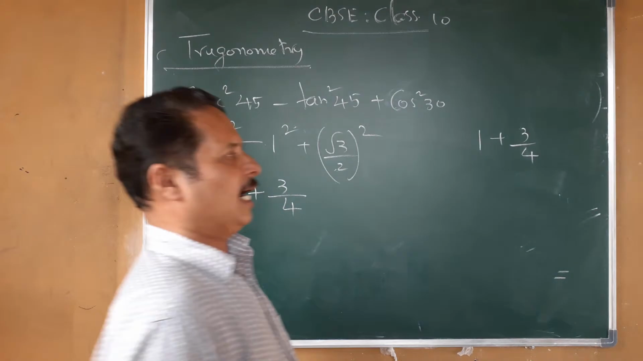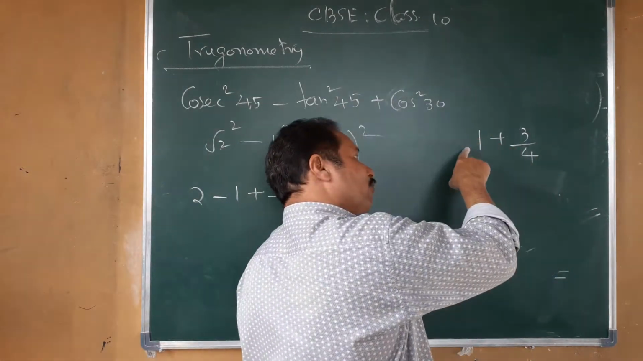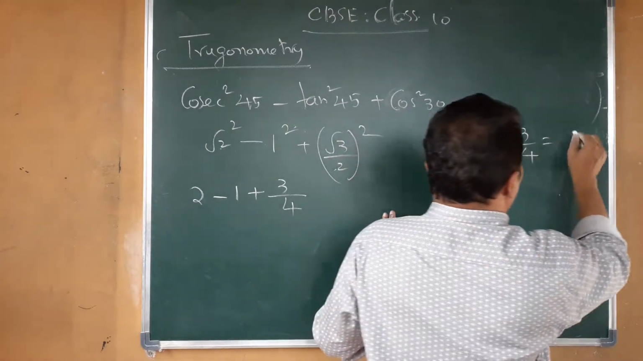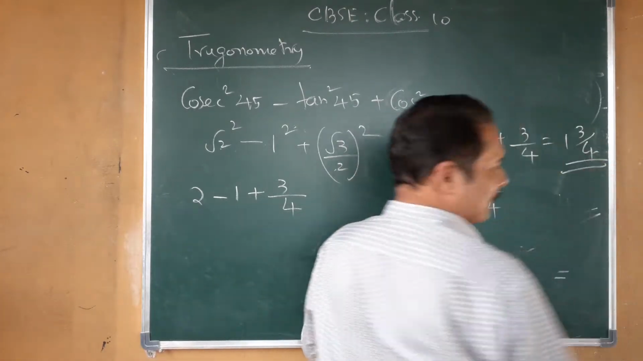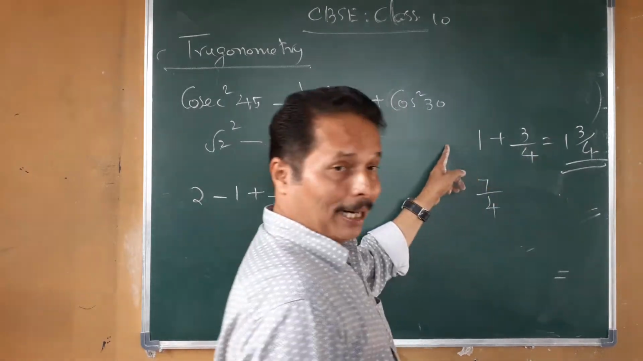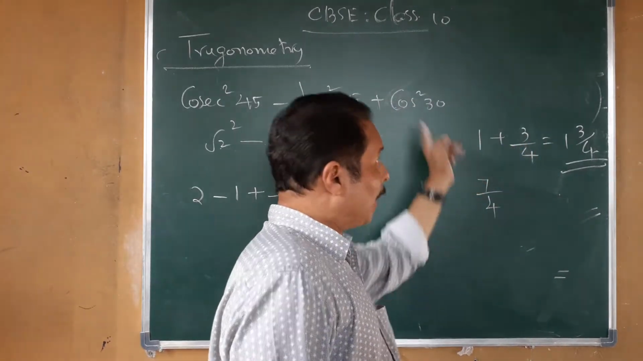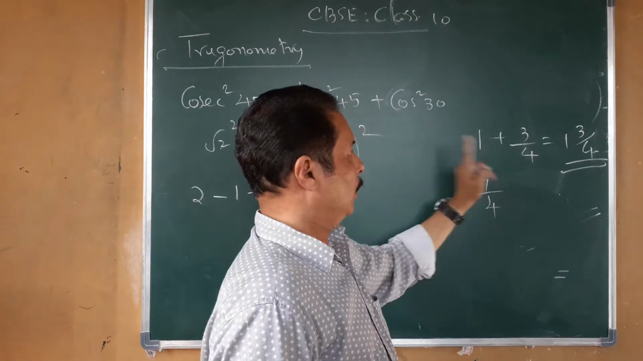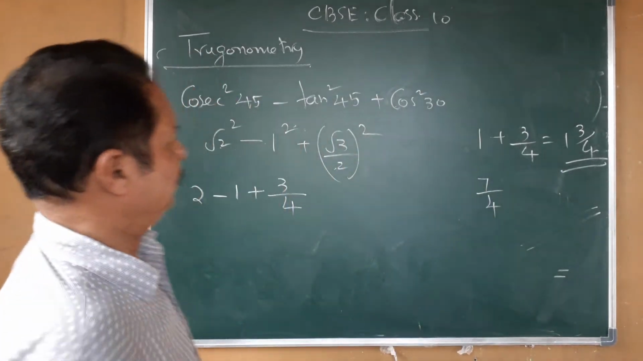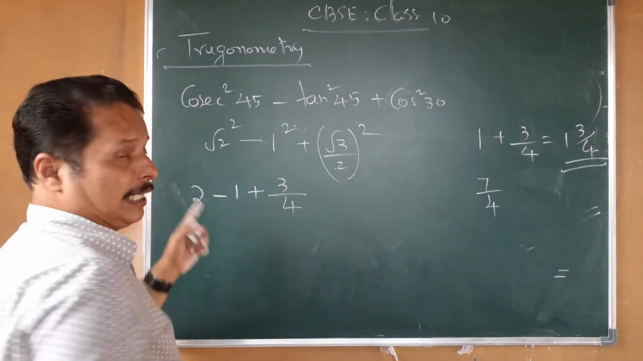Now it's a mixed fraction. So 4 into 1 is 4, plus 3, that is 7 by 4. Otherwise you write 1 and 3 by 4. That's also correct. In a mixed number with a whole number and a fraction, multiply the denominator into the whole number, then add the numerator. 4 into 1 is 4, plus 3, so 7 by 4. Is it completed? That's also fine. Remember, the question is evaluate.